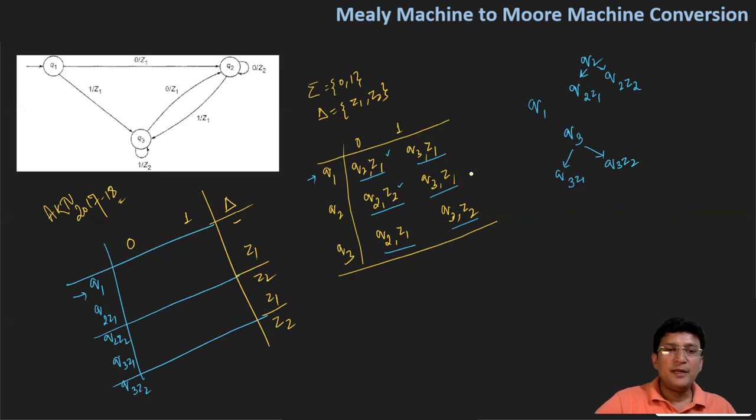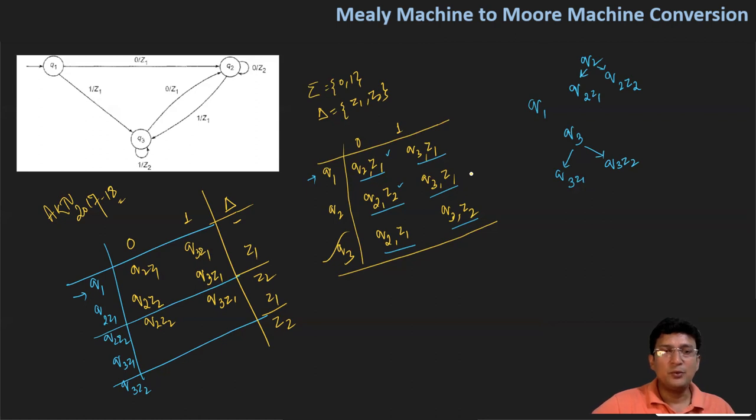Now, if Q1 gets 0, it goes to Q2 state that produces the output Z1, so I'll say it goes to Q2 Z1. Q1 on getting a 1 goes to Q3 state that produces the output Z1, so this is Q3 Z1. Q2 Z1, upon getting a symbol 0, goes to Q2 state only and that produces the output Z2, so this is Q2 Z2. Q2 on getting 1 goes to Q3 that produces the output Z1, so it will be Q3 Z1. Similarly, Q2 Z2 is actually the Q2 state, so it will have the same transitions as Q2 Z1.